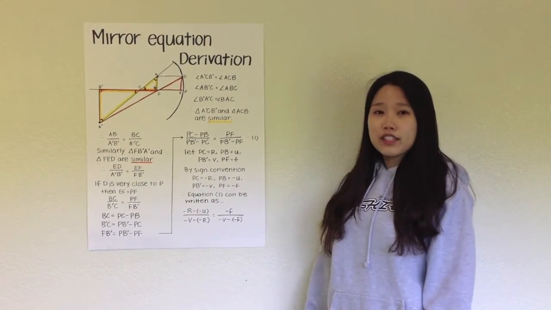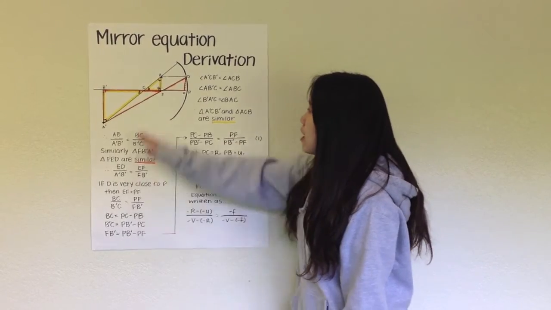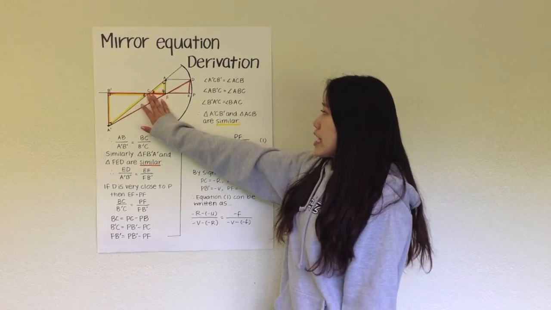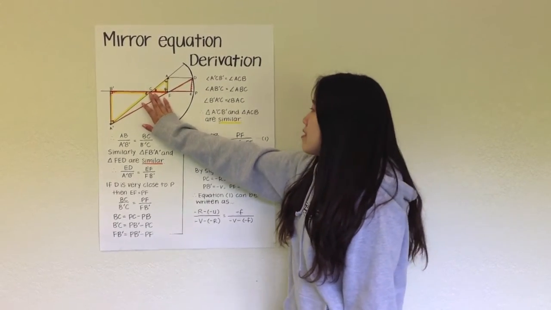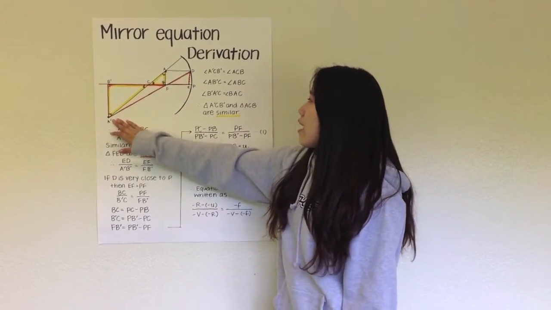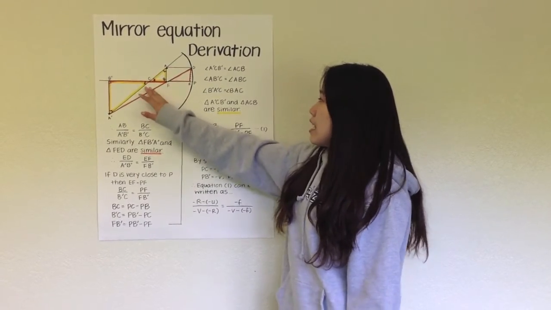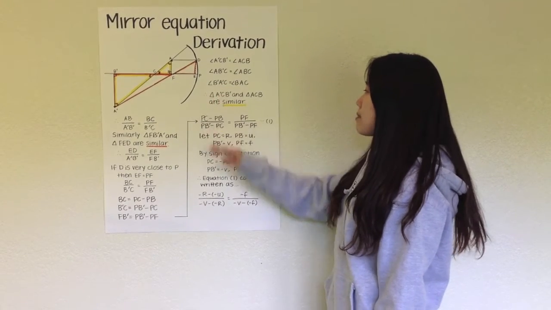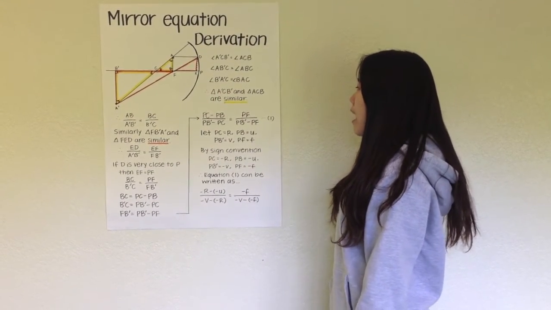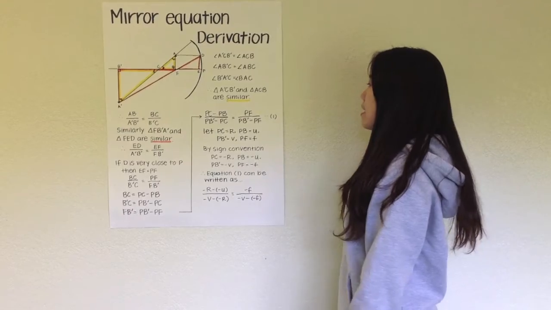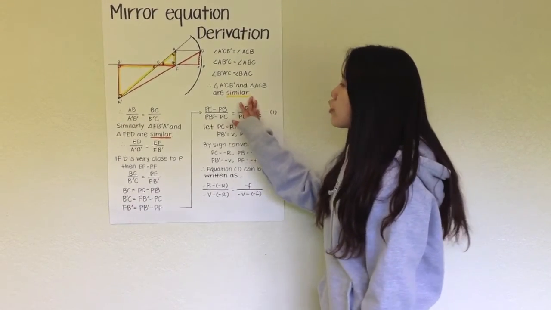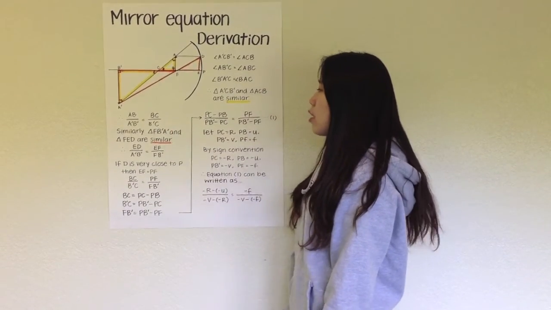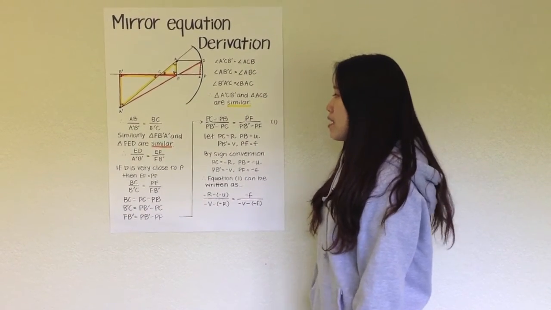These are the mirror equation derivation. First of all, lines A to A prime and B to B prime intersect at point C, which means angle B prime CA and angle ACF are the same. That leads to triangle A prime CB prime and triangle ACB being similar. Through that, we can find that AB over A prime B prime and BC over B prime C are the same.